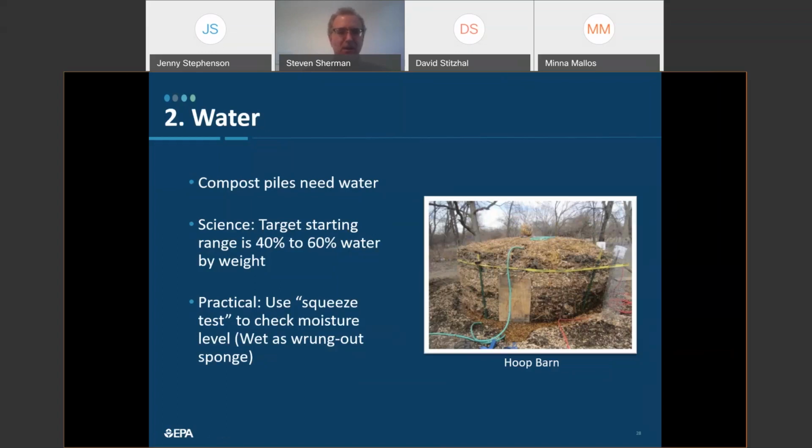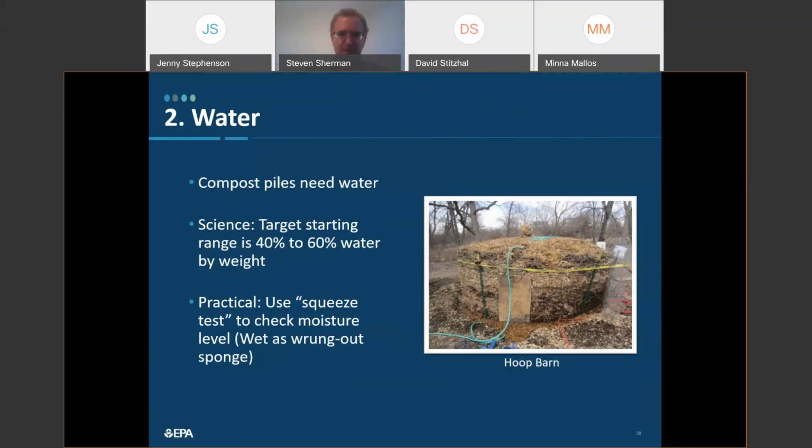We're going to use the eyeball test when we're doing this in real life, which is the squeeze test. You grab some material from your pile and squeeze it, and drops shouldn't be coming out the bottom from your hand. It should be as wet as a wrung out sponge, and there shouldn't be a lot of slimy stuff that sticks to your hand. That's way too wet. Likewise, if you grab it and it just turns to dust and there's no residue at all, it's way too dry.